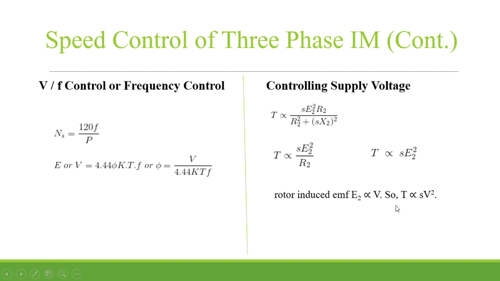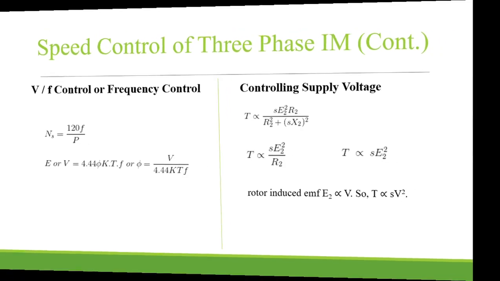So if slip increases, then what will happen? The motor will run at a reduced speed, and this is a method of controlling the speed of the motor. This requires a large reduction in voltage. If we reduce the voltage, then we will be drawing high current from the motor. So this method is not usually used.